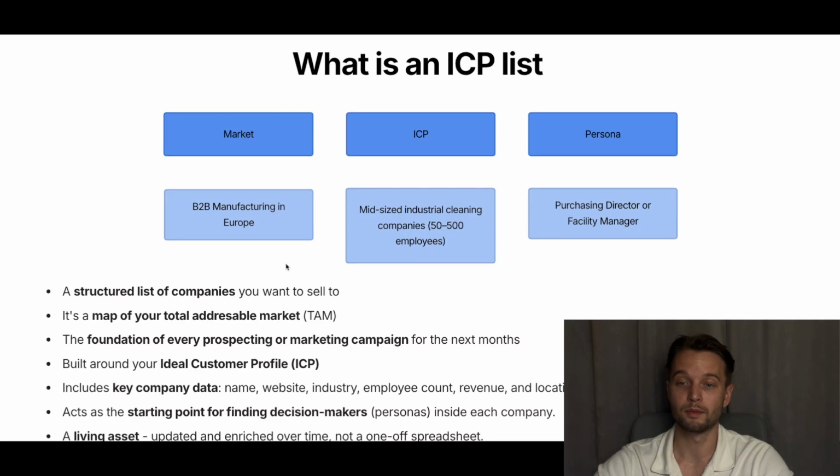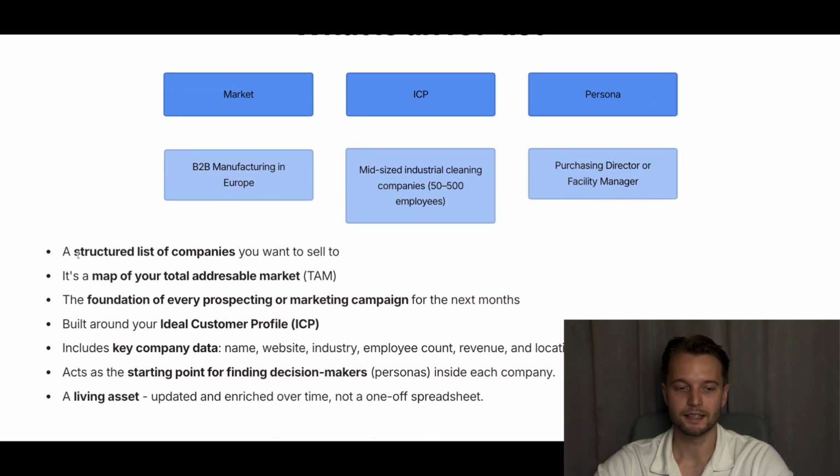So what is an ICP list? An ICP list is a structured list of companies you want to sell to. It's a map of your total addressable market, also known as TAM. It's the foundation of every prospecting or marketing campaign for the next months.